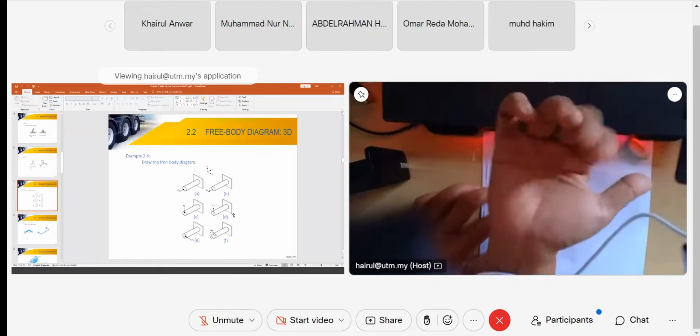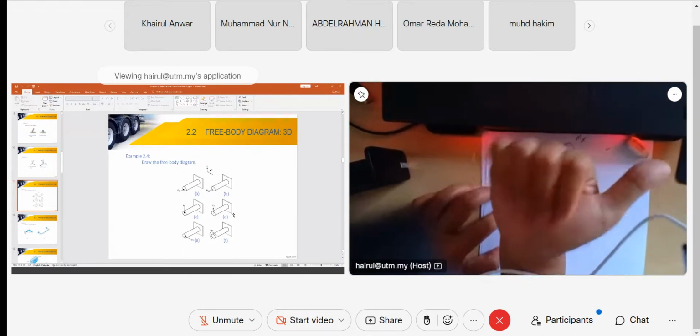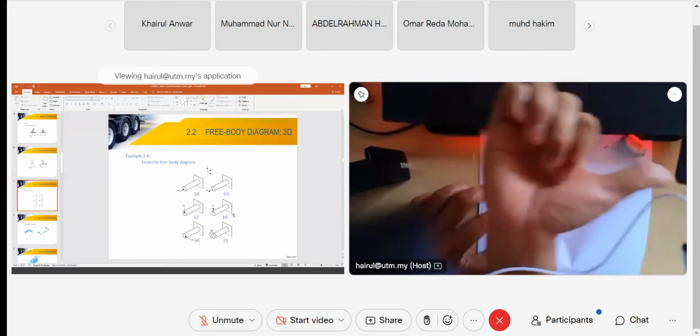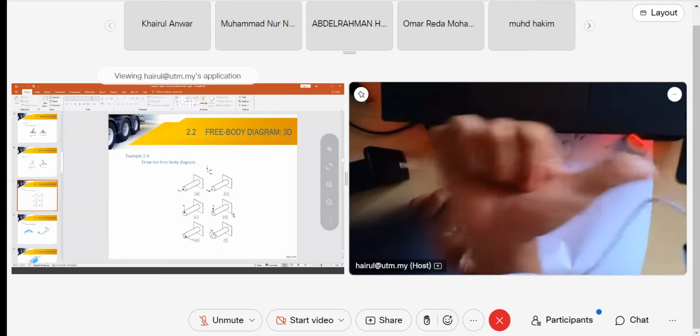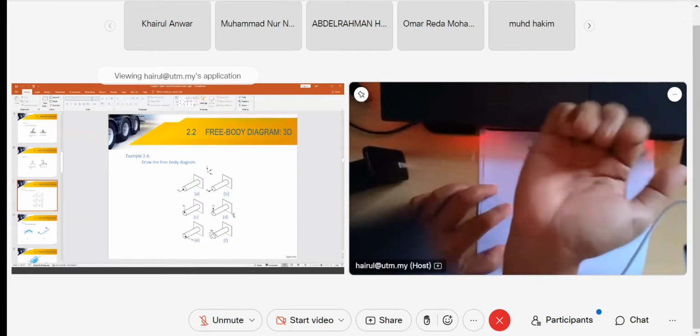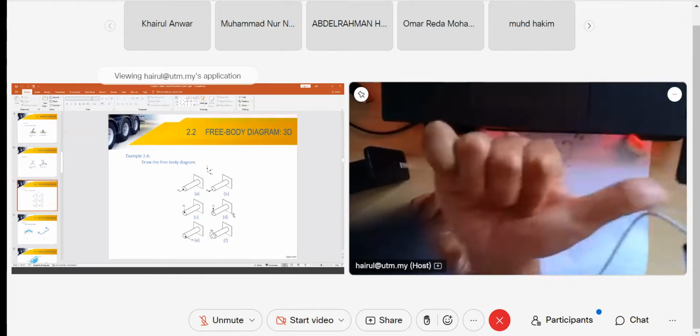The turning is right-hand rule. The turning is the direction of rotation, clockwise, but your thumb is the direction vector of your moment. The turning is not the direction of your torque or your moment. That is not the direction of the vector. The moment vector is your thumb.